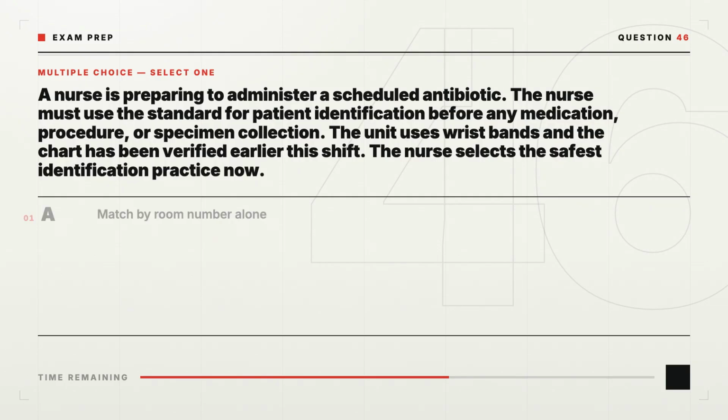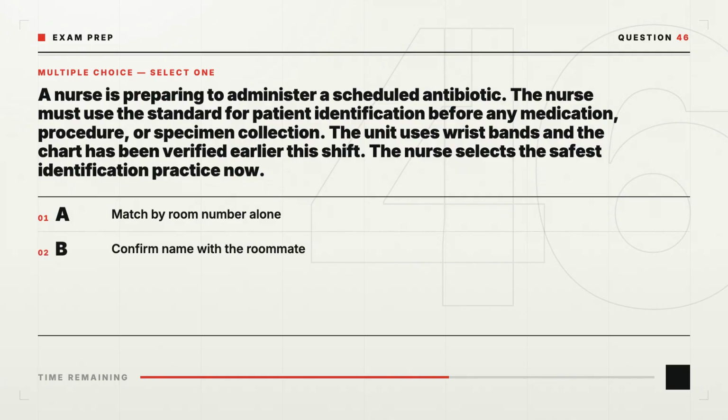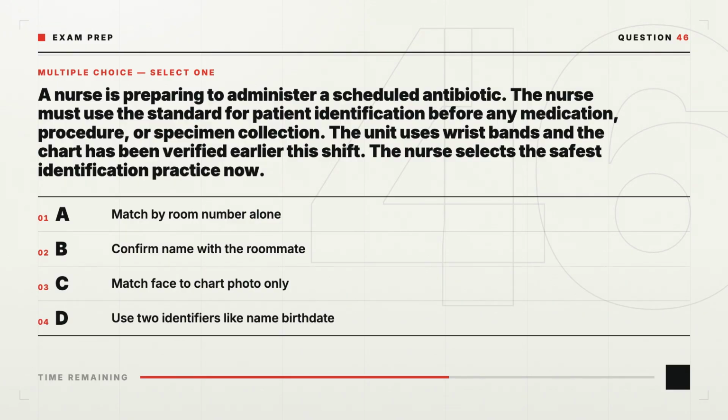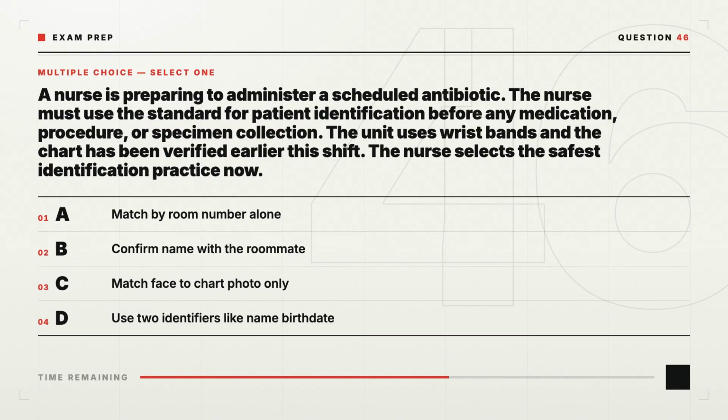Your options are A. Match by room number alone. B. Confirm name with the roommate. C. Match face to chart photo only. D. Use 2 identifiers like name, birth date. Which would you go with? Lock it in before the reveal.